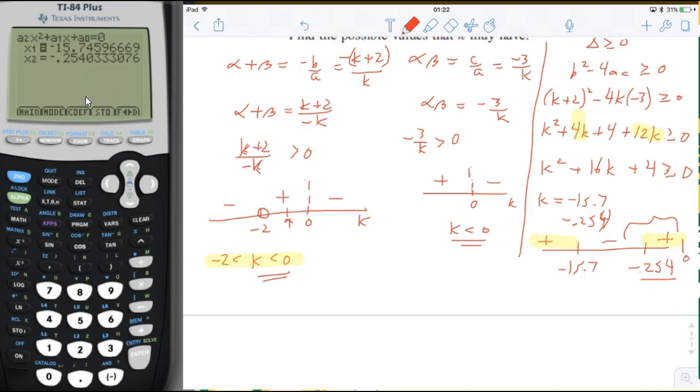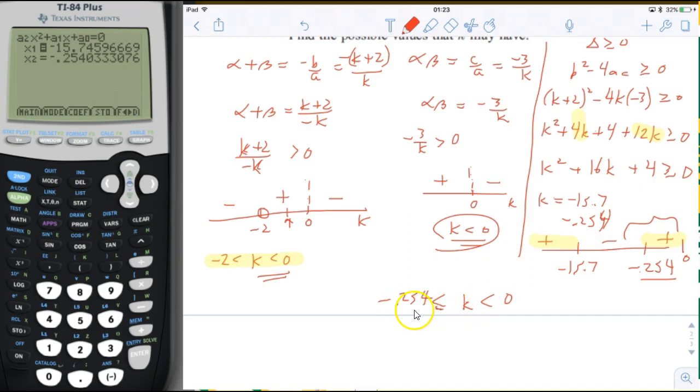So it turns out that combining all three of these answers, this doesn't really add anything, but combining these three conditions, the final condition would be that k is greater than or equal to negative 0.254. Why greater than or equal to? Because as long as k is exactly negative 0.254 or greater, then the roots are real, and that's what we wanted, right? And k has to be less than 0.